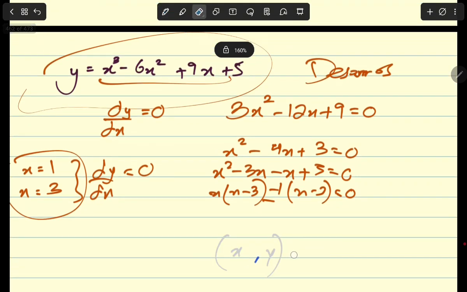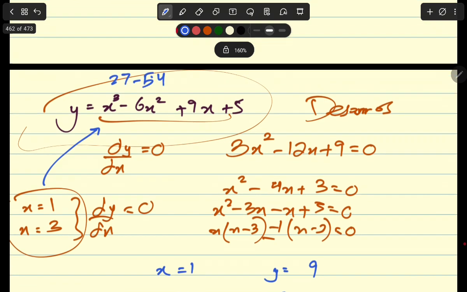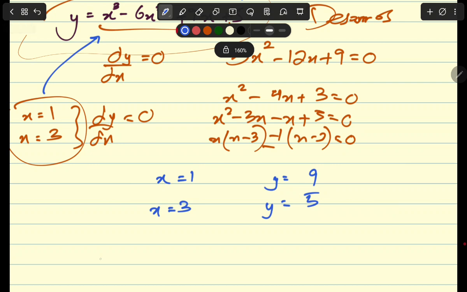So now if you have the x coordinates, you have to plug this back in here and find the corresponding y values. So when x is equal to 1, what is y equal to, and when x is equal to 3, what is y equal to? When x is equal to 1, this is 1 minus 6 minus 5 plus 5 cancels, and then plus 9. So this is 9. And when it is 3, this is 27 minus 54 plus 27, so 27 minus 27 gets cancelled and then just 5. So the other point is 5. So one coordinate is 1 comma 9 and the other is 3 comma 5.